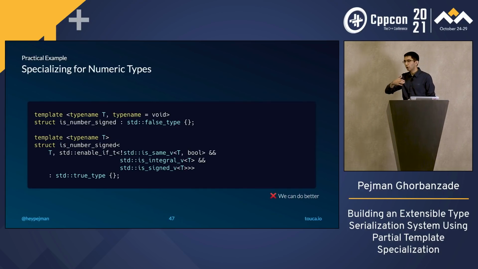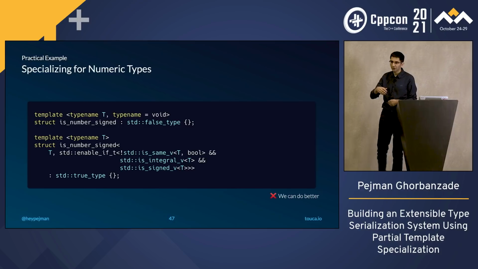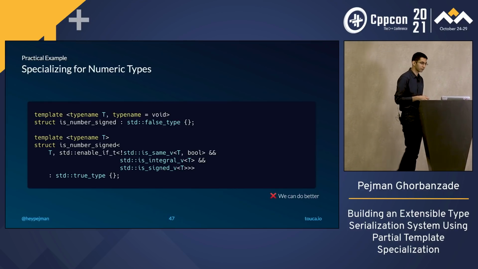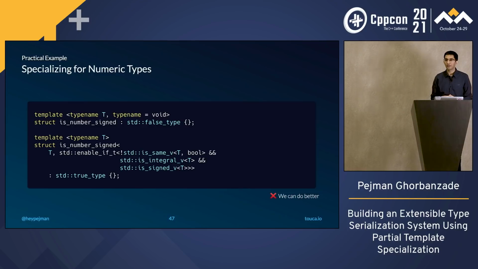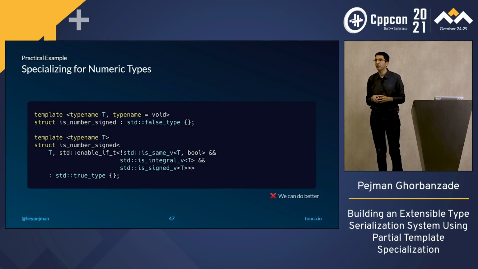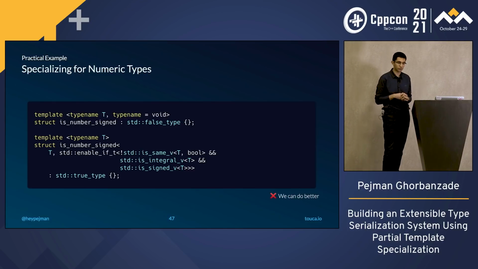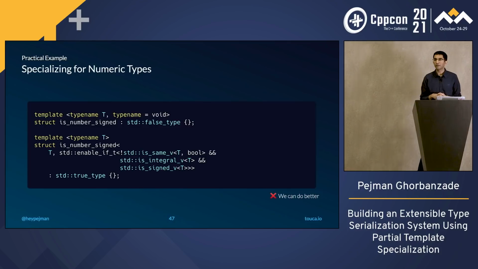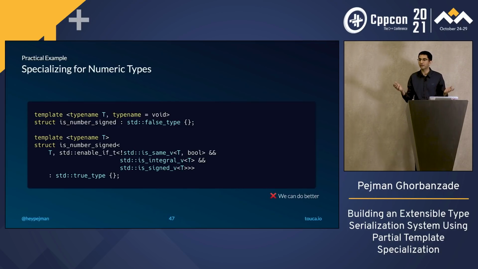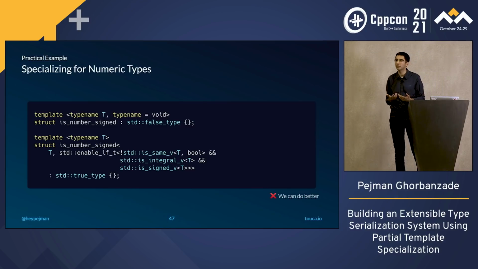And then one possible way of implementing this is to say our is number sign type alias is always false unless it is an integral sign type that is not a Boolean. Notice the not a Boolean here, because partial template specializations have a limitation in that they cannot overlap with each other. They are mutually exclusive. That might feel like, in here, it's just not is same. But when we are creating many of them, then it comes in our way. It doesn't allow us to express our intentions very well.